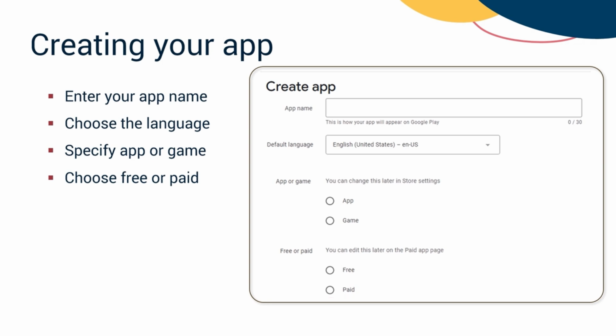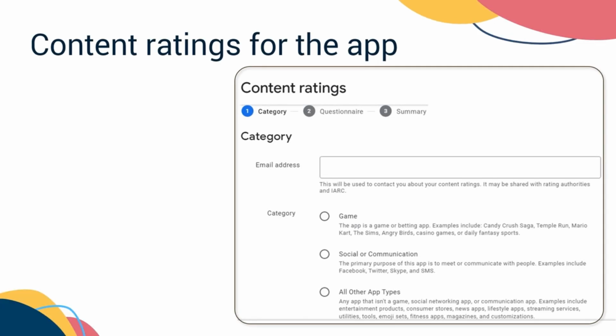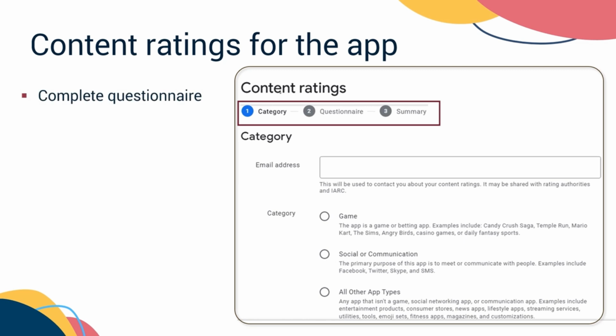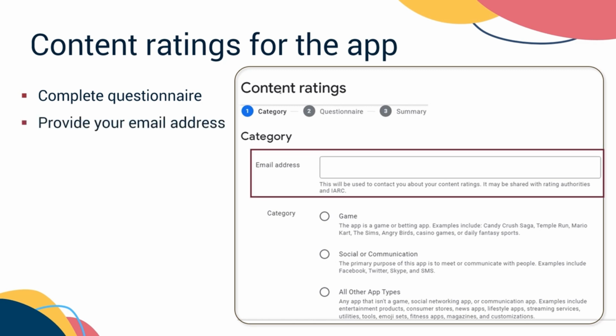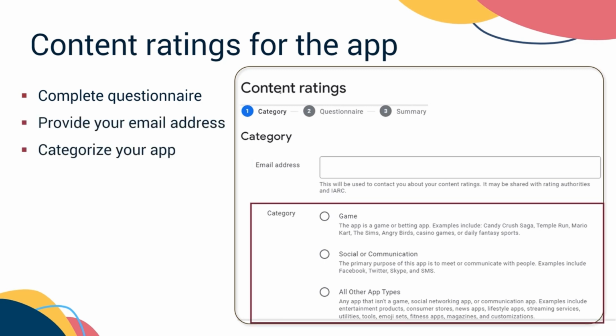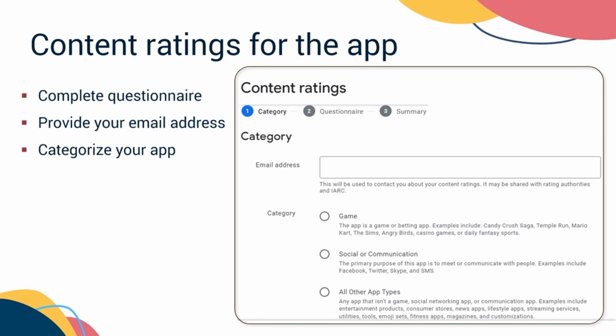Let's discuss how to fill out the App Store listing details accurately. Populate the basic information about your app into the 3 sections, including named categories, questionnaire, and summary. In the category section, provide an email address for user contact and specify the app's category. Once all details are complete, review the content rating summary and click Submit to apply the changes.